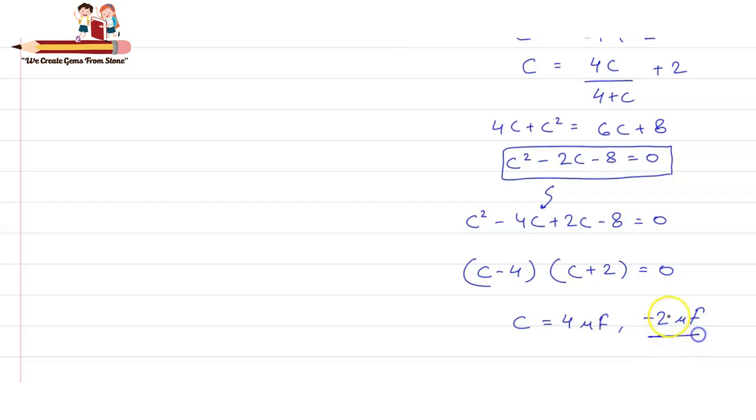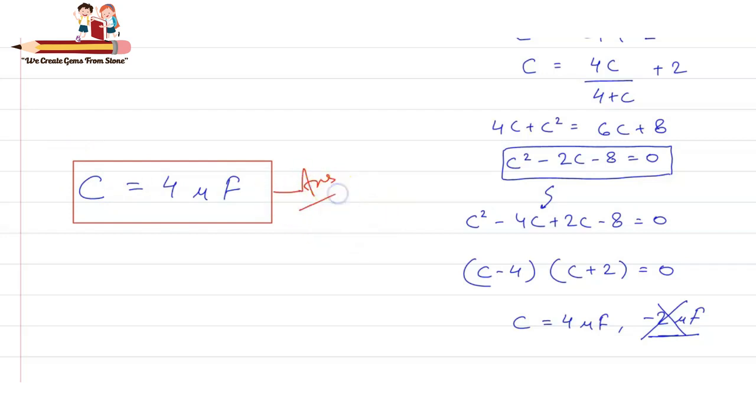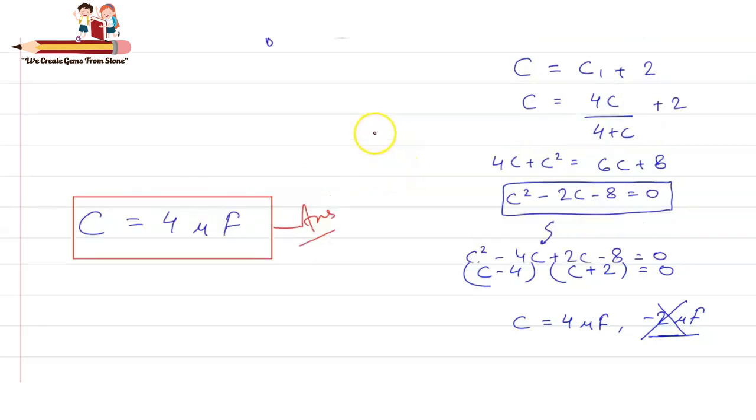Since capacitance can't be negative, we will eliminate this value. So what will be the value of C? The value of C is equal to 4 microfarad. So you will need a 4 microfarad capacitance so that you can terminate the whole section. This 4 microfarad is our answer as per the question.